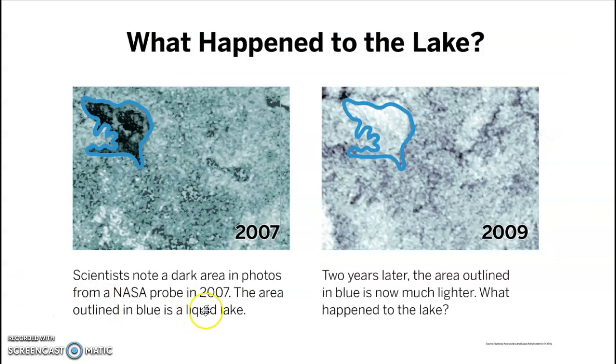So here are our two pictures. In 2007, scientists note that there are dark areas in the photo from this NASA probe picture that was taken in 2007. The area is outlined in blue in this picture. Well, in 2009, two years later, the area outlined in blue is much lighter. What happened to the lake?